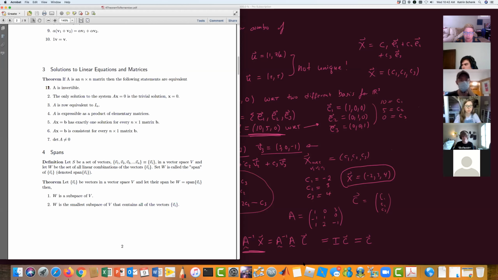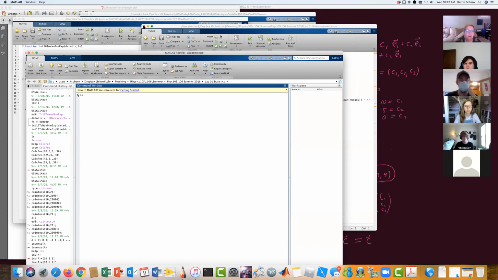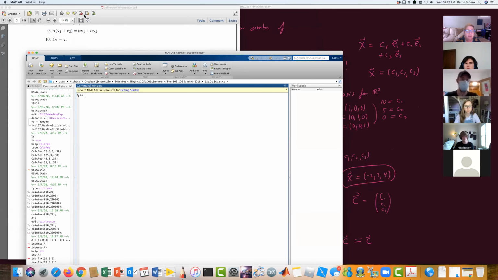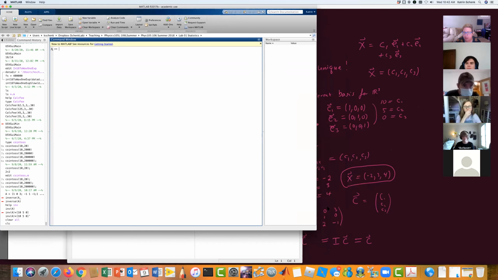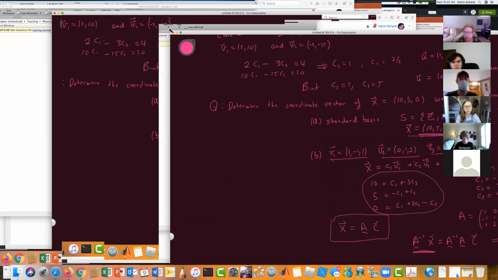Okay, so let's look at how to do this. I'm going to use MATLAB, but you can use all kinds of different things. You can use Python or anything else that can do matrix multiplication, Wolfram Alpha, whatever.